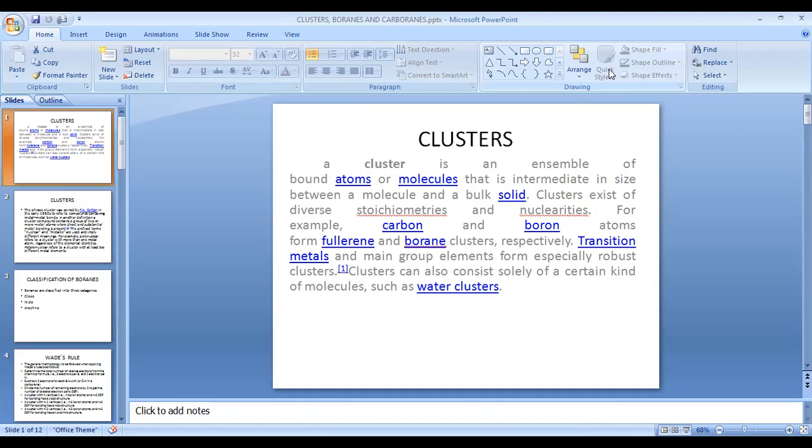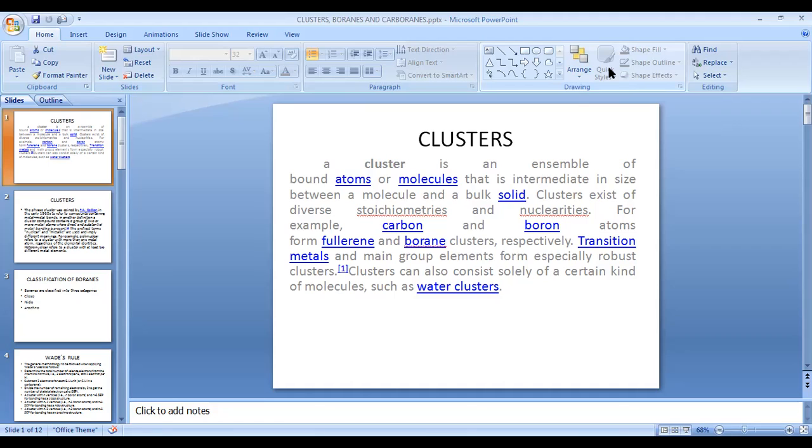A cluster is an ensemble of bonded atoms or molecules. Okay. So we can expect the cluster may contain more than one molecule. And next, clusters exist in diverse stoichiometries and nuclearities. So here these clusters may exist in different stoichiometries. Stoichiometry generally means 1 is to 2, 2 is to 1, 3 is to 1. For example, if you take NaCl, sodium is 1 proportion and chloride is 1 proportion. If you take MgCl2, magnesium is 1 and chlorines are 2. So then we can say 1 is to 2 proportion.